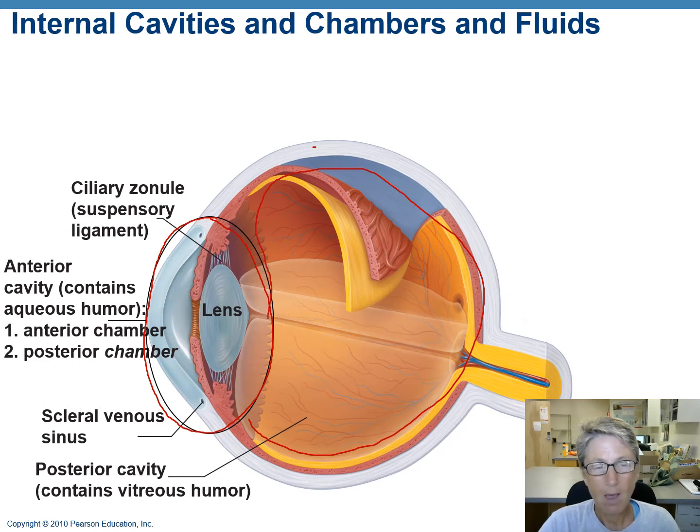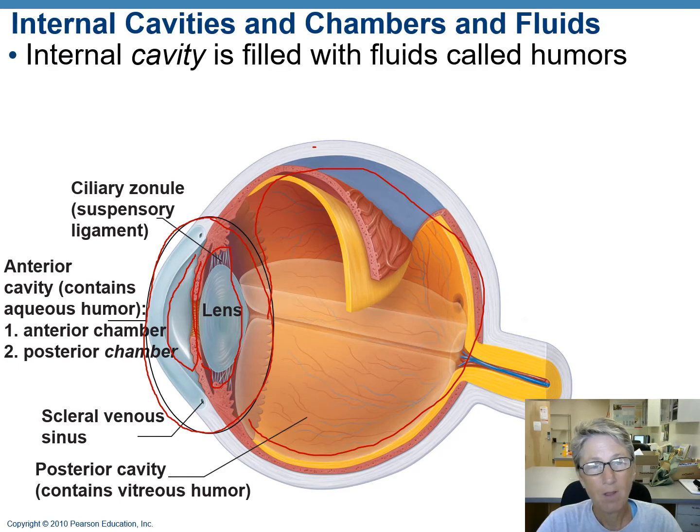The anterior cavity contains a fluid called aqueous humor, and this cavity also contains 2 chambers. So here's the anterior chamber of the anterior cavity, and then this is the posterior chamber of the anterior cavity.